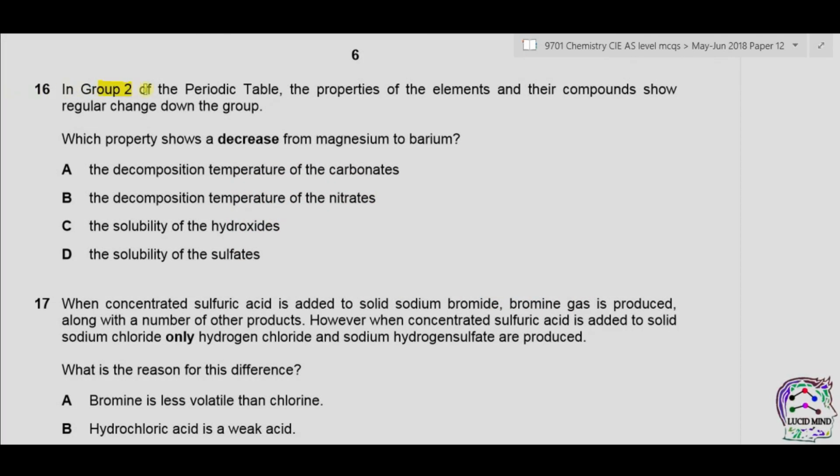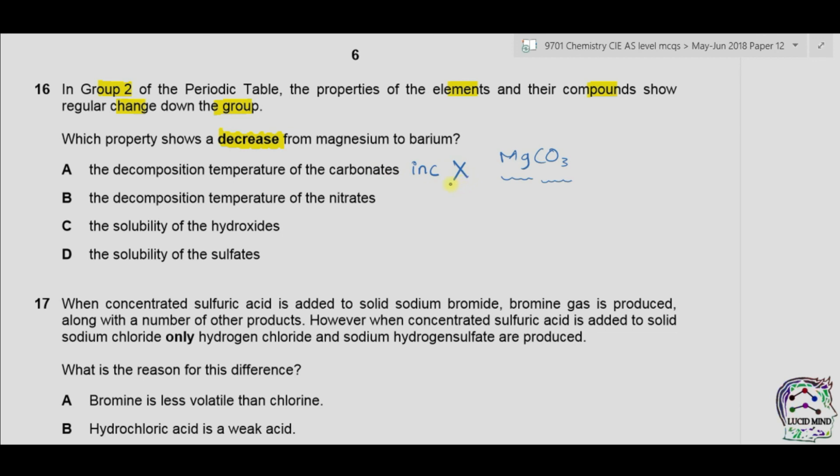Question 16. In group 2 of the periodic table, the properties of elements and their compounds show regular change down the group. Which property shows a decrease from magnesium to barium? First is the decomposition temperature of the carbonates. Now the carbonates of group 2 become more stable as we go down the group. This is because the size of cation increases and the size of anion is already larger, so therefore less overlap is present. Also the polarizing power of cation decreases, so therefore the decomposition temperature of carbonate will increase. So A is incorrect.